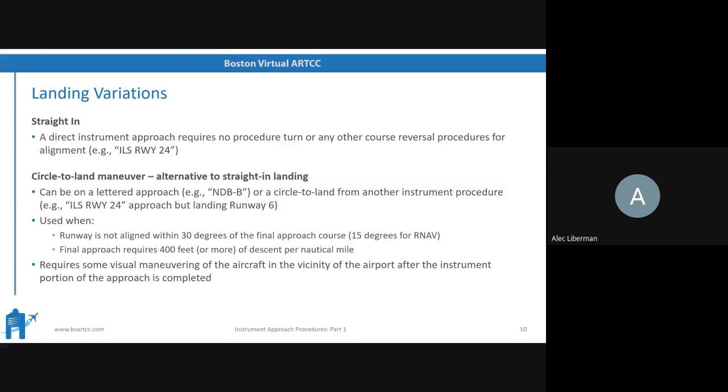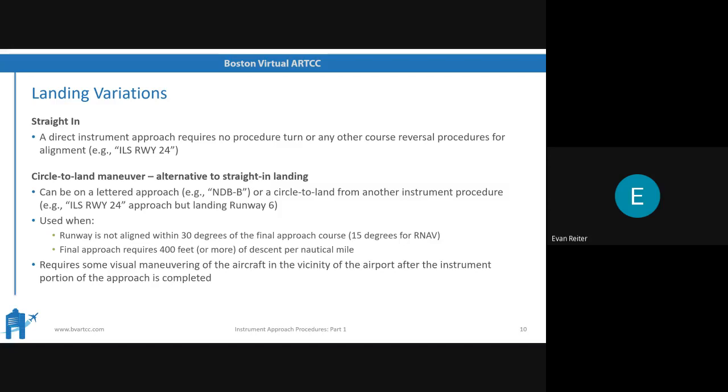And these require some visual maneuvering of the aircraft within the vicinity of the airport after the instrument portion of the approach is completed. So if you are shooting a circling approach and you break out at minimums, you better be very sure that throughout the entire circling maneuver, you won't lose sight of the airport. Because as soon as you break out at minimums and you begin the circle, that's a visual maneuver at that point.